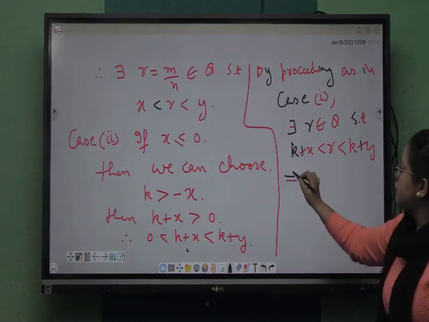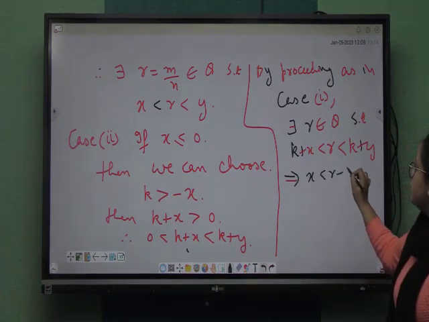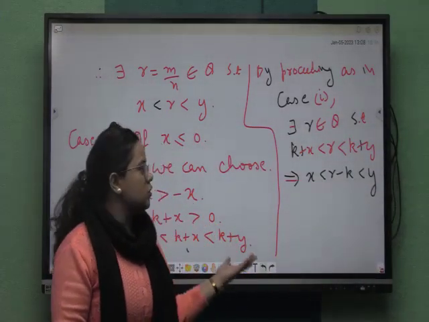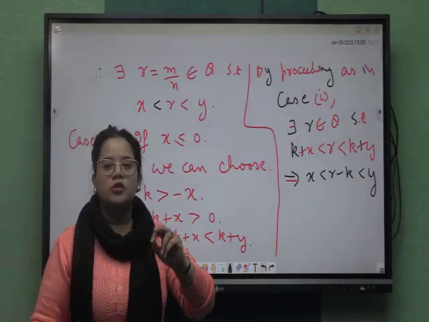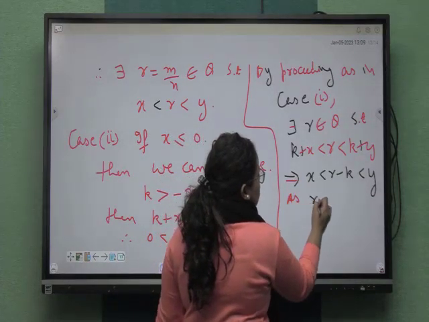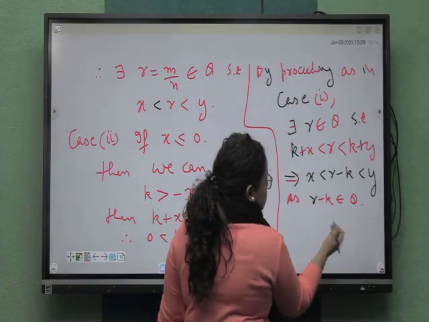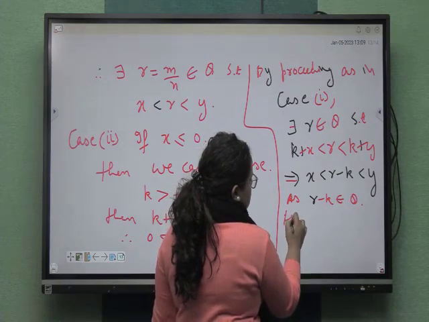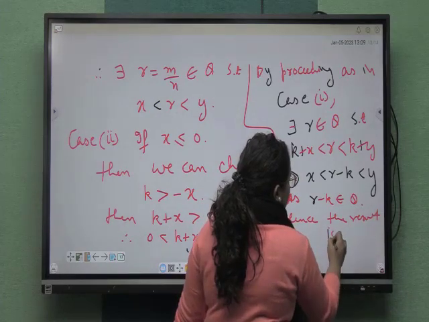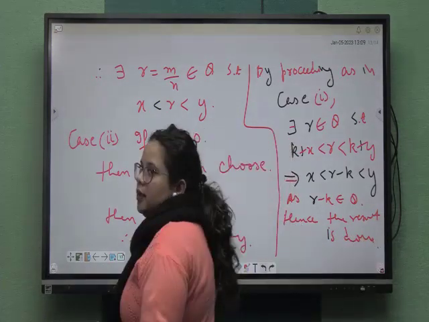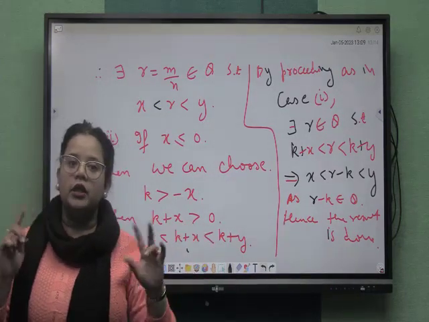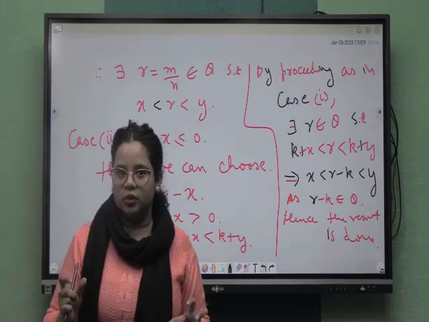Now see, this implies x is less than r minus k is less than y. Now r is a rational number, k is simply an integer. r minus k would again be a rational number, as r minus k belongs to Q, okay? Hence the result is done, or you can simply say it is proved. So that was the density theorem. Now the density theorem says that between any two real numbers we have a rational number.